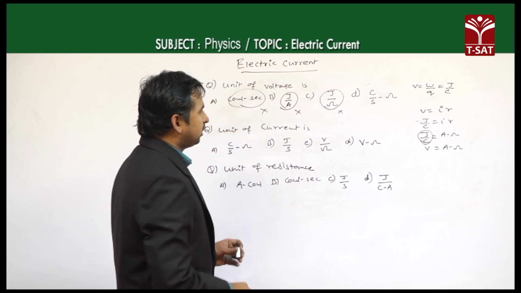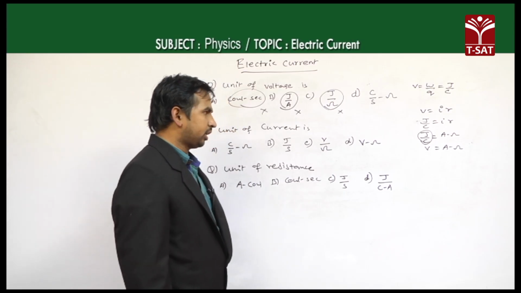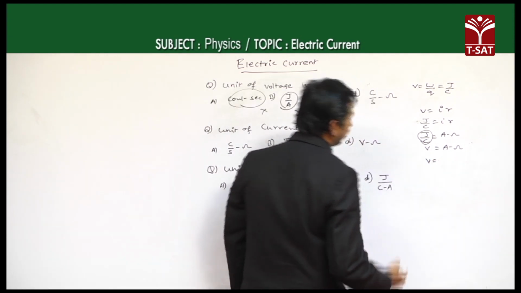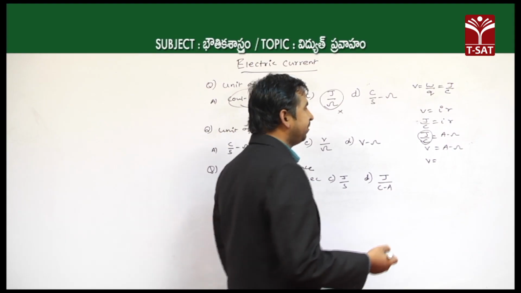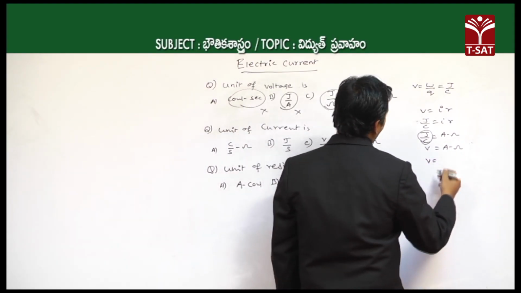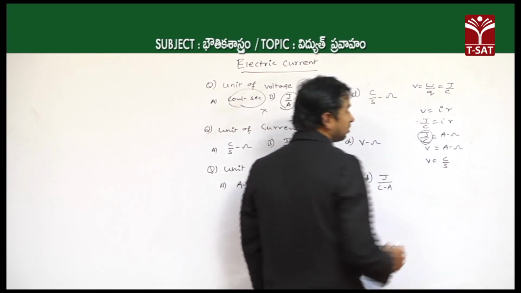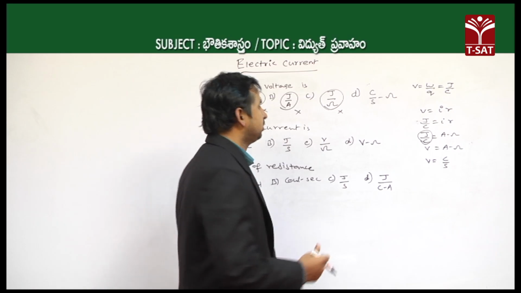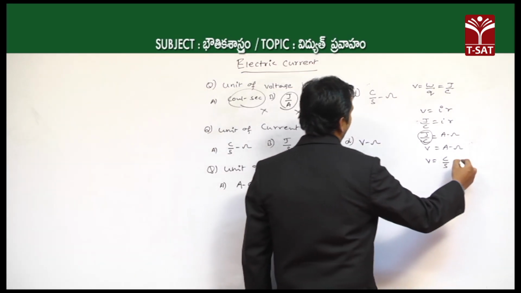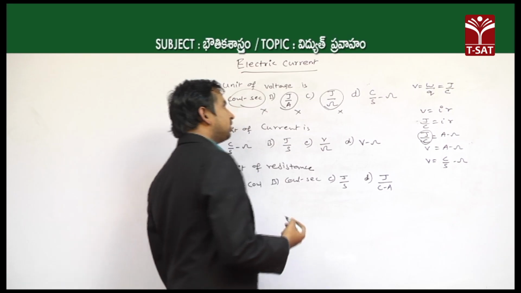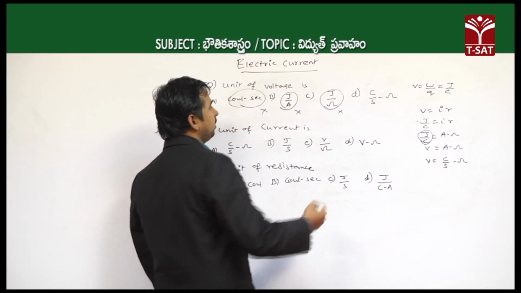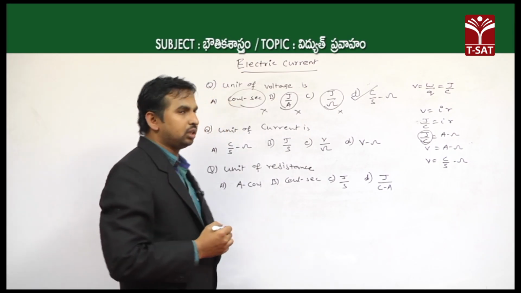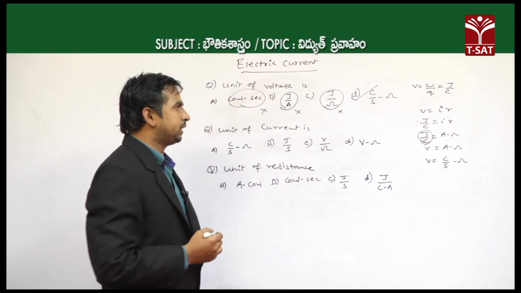So only coulomb per second with ohm is correct, because voltage V is equal to ampere ohm, like V is equal to IR. Ampere is current, where current I is equal to Q by T, that is coulomb per second. Then it becomes C by S ohm. So that is why in this case the correct voltage unit is coulomb per second, which represents current, and ohm, which is the resistance.